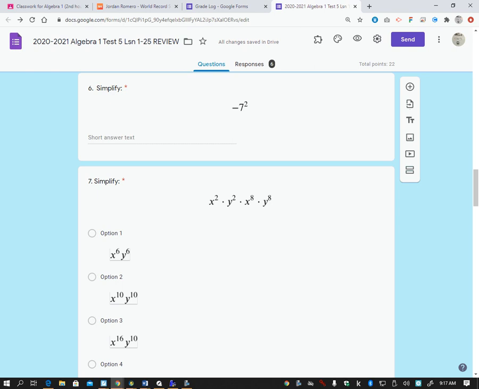Is there a set of parentheses around that negative 7? Right? Because there's no parentheses around it, it's 7 squared times negative 1. Okay? Because there's no parentheses. Okay? So my bet is that a bunch of you got it wrong when it's actually negative 49.